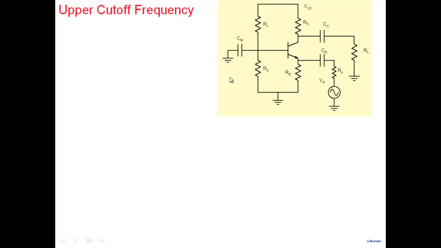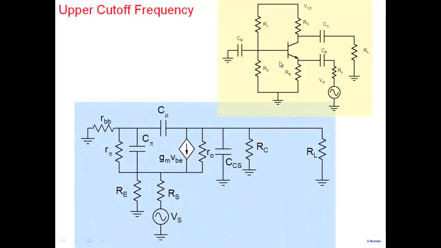All right. So I'll build the model here for upper cutoff frequency. All the coupling and bypass capacitors are short. And we have included C pi, C mu. RBB is important. We have included it here. Although I've shown it here, we'll neglect the substrate capacitance. RC is coming in parallel. So that's the picture that we have.